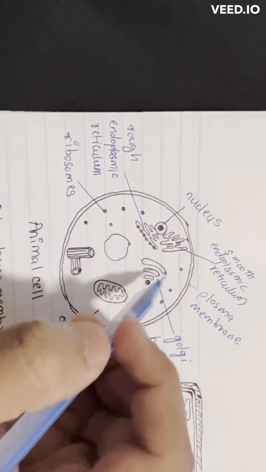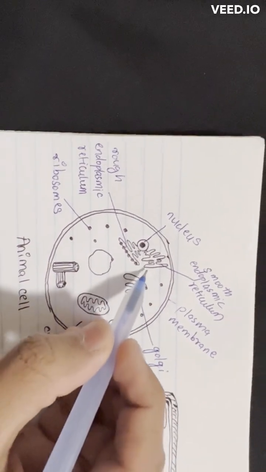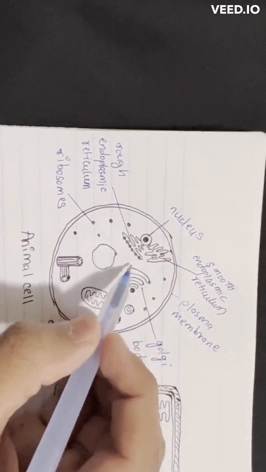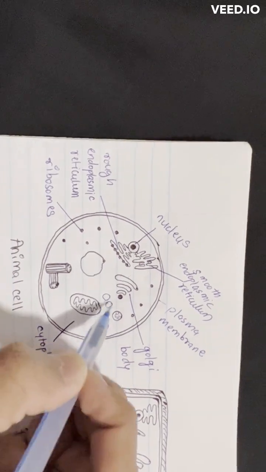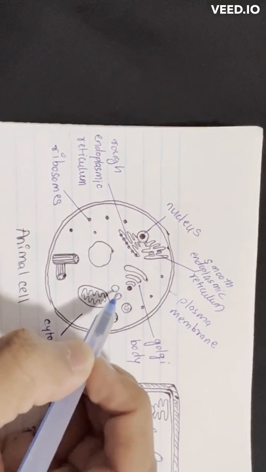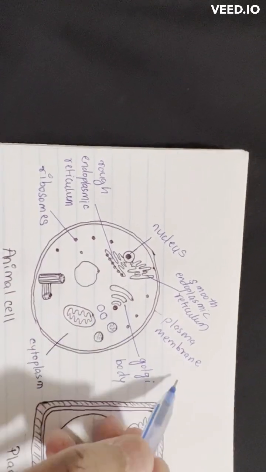Apart from that, it is involved in packaging of stuff. So let's say nutrients come from this side, then from this side it will release certain vesicles with nutrients packaged inside them, and these vesicles can then leave through the plasma membrane and travel outside.